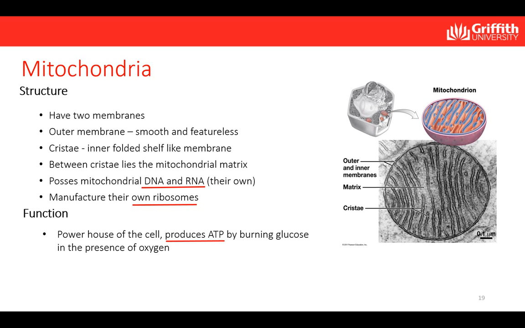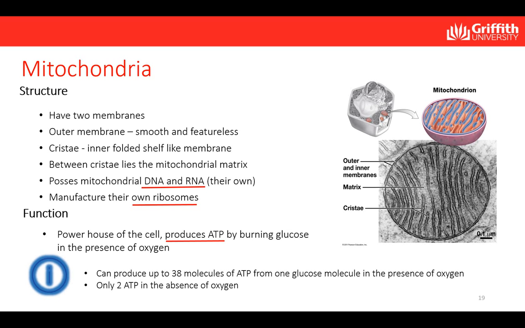Mitochondria are known as the powerhouse of the cell because they produce ATP, which is the energy source of the cell, by burning glucose in the presence of oxygen. Using glucose in the presence of oxygen, mitochondria can produce up to 38 molecules of ATP. However, in the absence of oxygen, they can only produce 2 molecules of ATP.